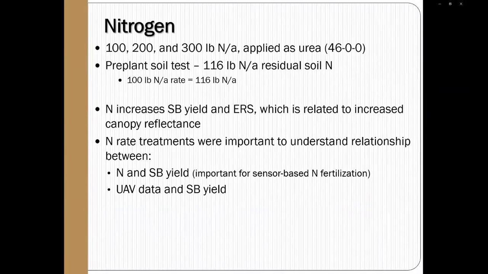For our nitrogen treatments, we had 3 nitrogen rates: 100, 200, and 300 pounds of nitrogen per acre. Nitrogen was applied as urea at planting. And it is difficult to find fields that are very low in residual soil nitrogen. So we had 116 pounds of nitrogen per acre pre-plant. So therefore, our 100 pounds per acre rate was actually 116.